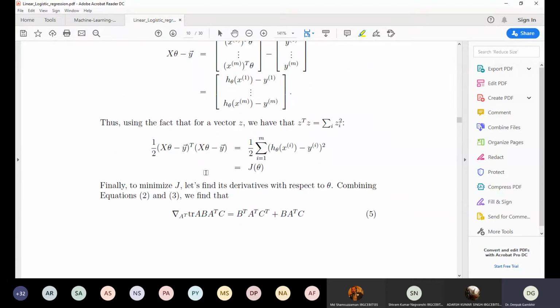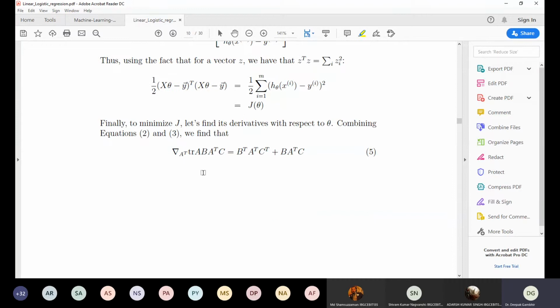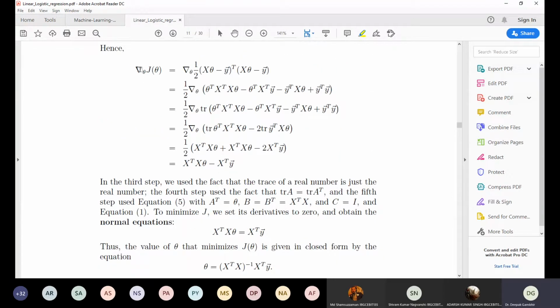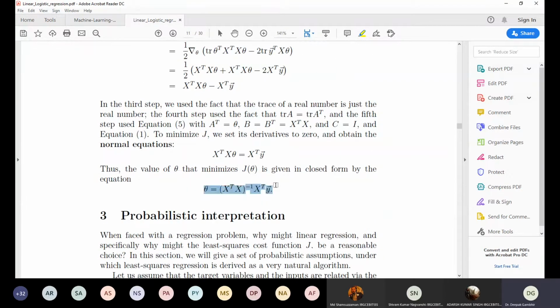We keep on doing this and we find that the final result is that the values of theta can be computed using this formula: x transpose x inverse, x transpose y. We will take an example of it in the next class. This is important, because you can expect a question in the examination where some matrix x and y is given and you need to compute theta. This will result in the minimum value of theta.